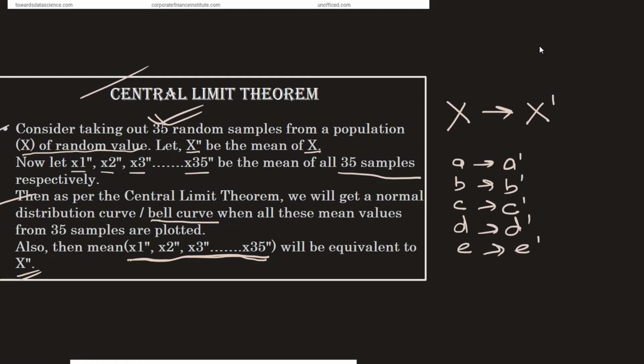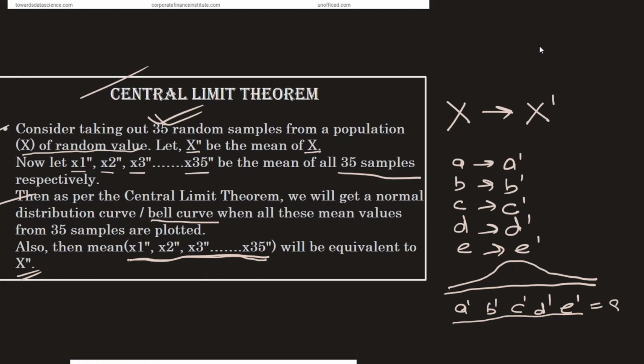Then what the central limit theorem is saying is, if you plot all these values like A dash, B dash, C dash, D dash and E dash, after plotting it on your screen, you will get a bell curve shape. This is the first thing. The second thing is, if you take the mean of all these values and let that be S dash, then this S dash will be equivalent to X dash, which is nothing but the mean of our population. And this is the core idea of the central limit theorem.